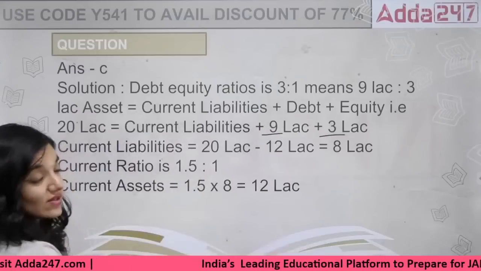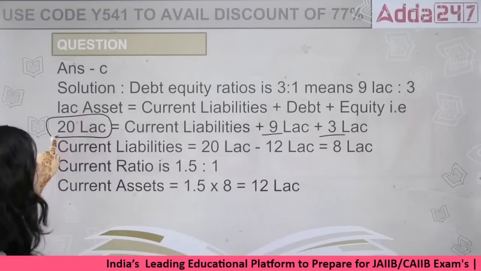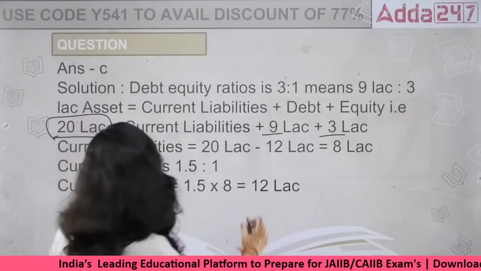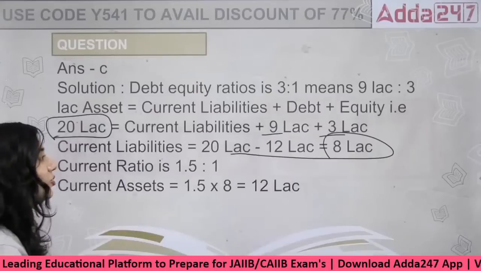That makes 9 plus 3, 12. And 20 lakh was our total current assets. So 20 minus 12, we get 8 lakhs as our current liabilities. Once we get the current liabilities, what will we do?